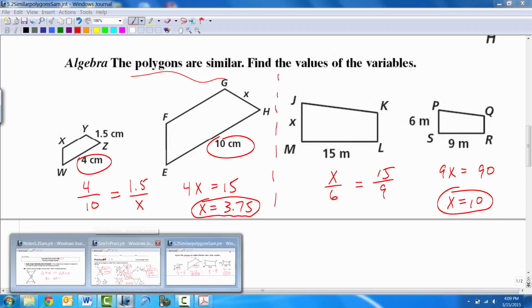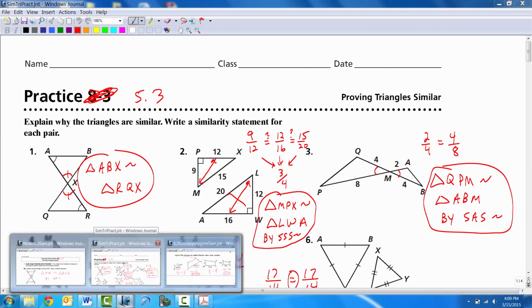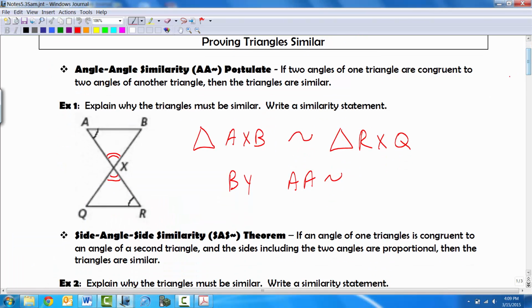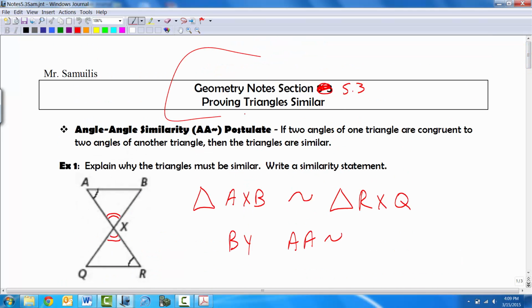I'm giving you a real quick lowdown because I'm just doing this as a favor for those that were absent. Okay, so angle postulates. Oh, sorry, just kind of jumping around. Now we get into, if there was a book, section 5.3, which is specifically triangle similarity and some postulates, just like when we had congruent triangles.